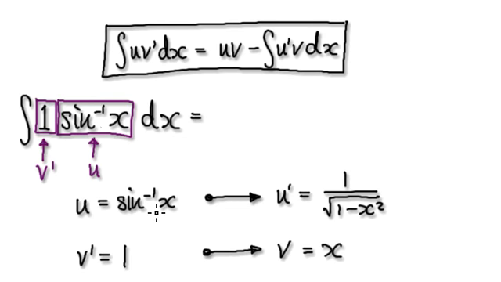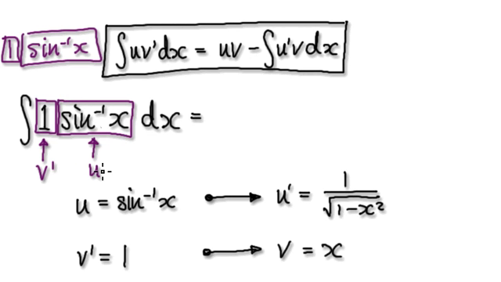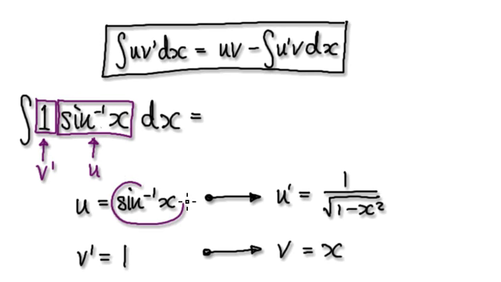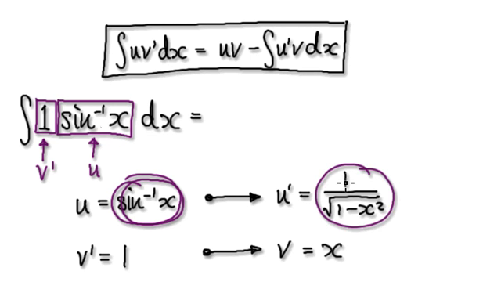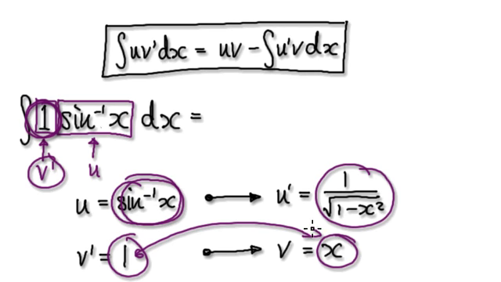Anyway, let's try and integrate this now. We are going to integrate arcsin of x. Visualize arcsin of x as being the number 1 times this thing here. So let u be this thing here. Let v prime be the number 1. If u equals inverse sine of x, then u prime equals this. If v prime is the number 1, then v would be x. So you integrate it to give you this.